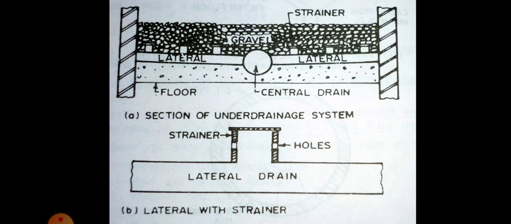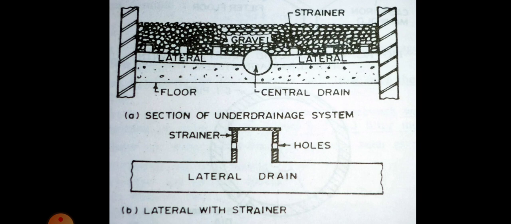This is a cross section of an under drainage system. You can see there is a lateral drain and there is a strainer also. A strainer means to strain the waste. This figure shows the pipe and the strainer. Actually, in the system the laterals are provided, and mainly the strainers are provided because they are used to strain the water, and you can see it also distributes the wash water without any jet action.